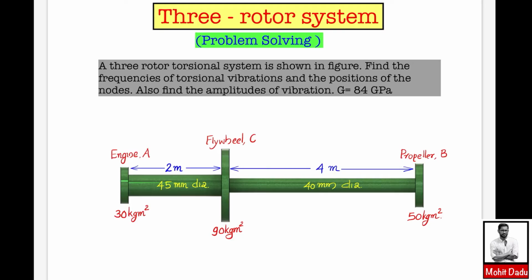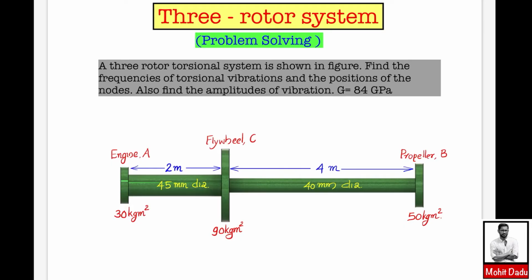The different properties of the rotors and the shaft are given. The rotors represent the engine and the propeller, which are at the ends of the shaft, and the rotor at the center is the flywheel. So they are named A for engine, B for propeller, and C for flywheel. The shaft has different diameters, so you will have to use the concept of a torsionally equivalent shaft to convert it into a shaft of single diameter.